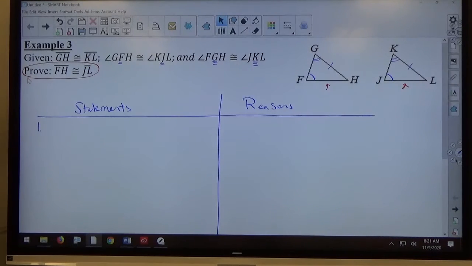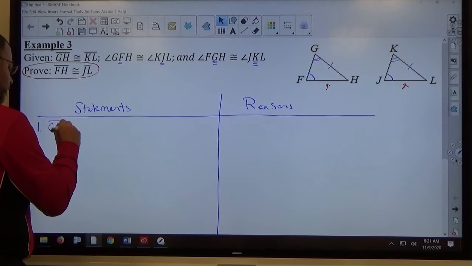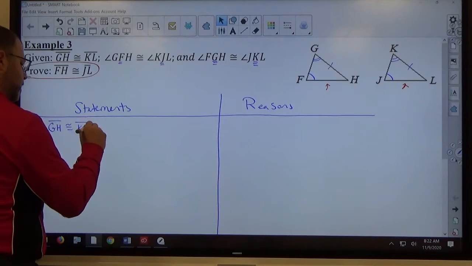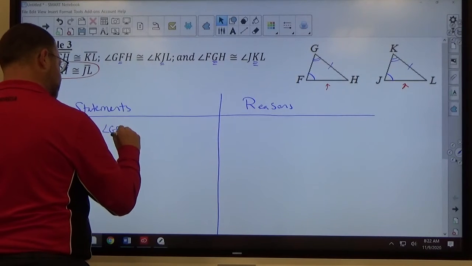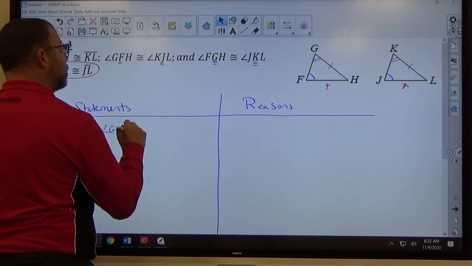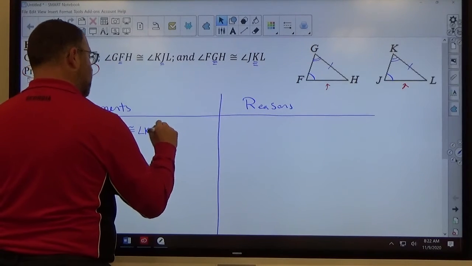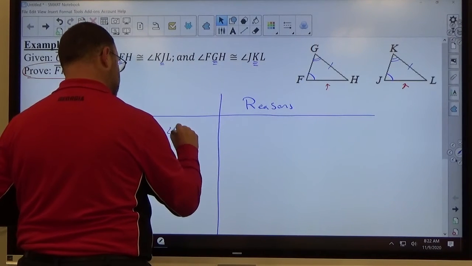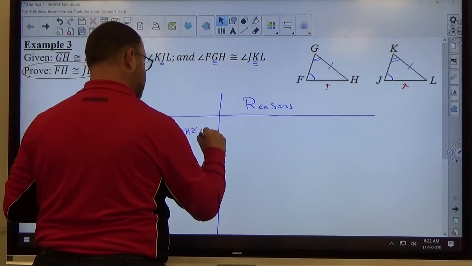For my first statement, I'm just going to write all the given information and state given. So side GH is congruent to side KL, and angle GFJ is congruent to angle KJL, and angle FGH is congruent to angle JKL.